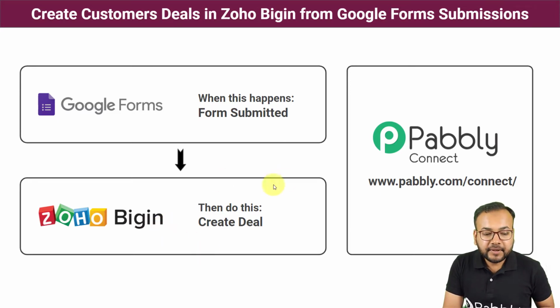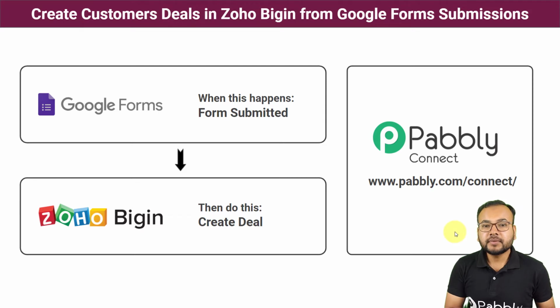And to make this happen, we are using Pabbly Connect, which is an integration and automation tool. And guys, the best part of setting up this automation is that you will not require any coding skills or programming knowledge. So any person can set up this automation very easily. So now let's set up this automation together.